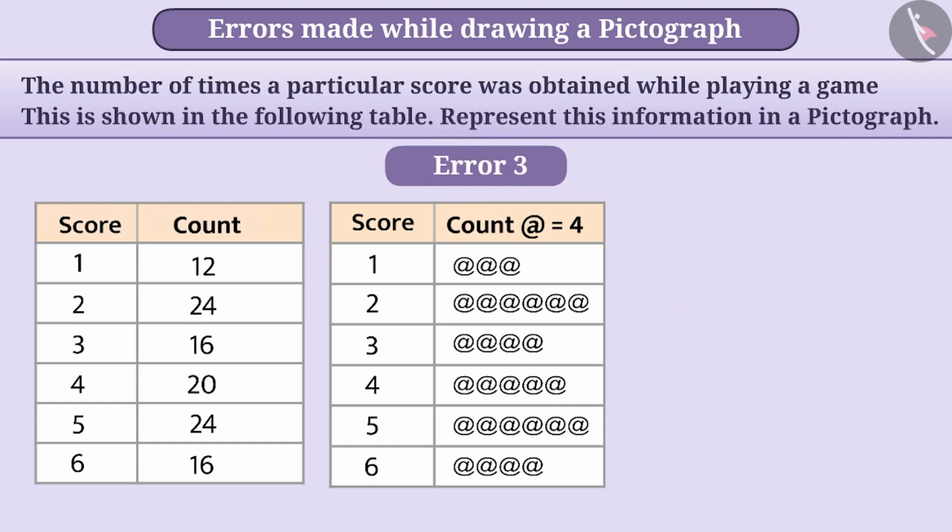Error 3. Here, all the numbers are multiples of 4. Suppose we use this symbol. Think we had to represent 11, then we would have difficulty in representing 11 correctly with this symbol. So, we should always use simple symbols. For example, if we use this symbol, then we can easily represent 11 in this way.